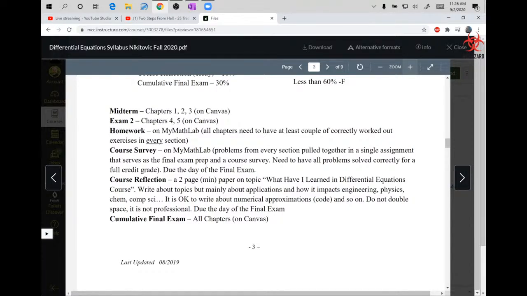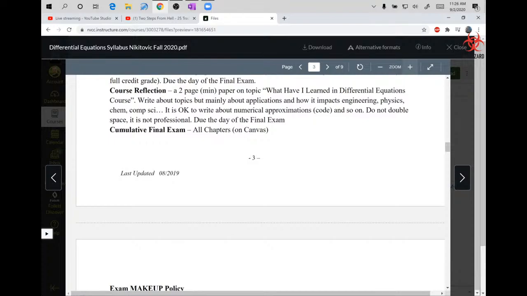And then course reflection. That's an essay that you write at the end about what you have learned in the course. It's an English paper, but not double-spaced. That's going to be submitted in Canvas, also due the day of the final, so you have plenty of time for that. And you literally need to write what you learned in class. So that's it. The final exam is cumulative.